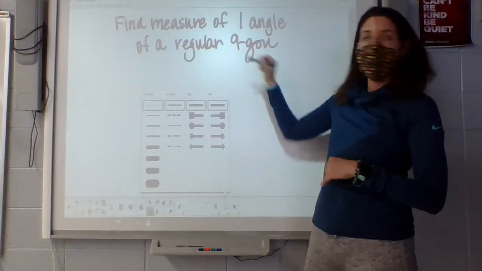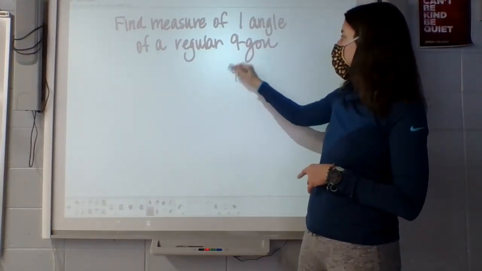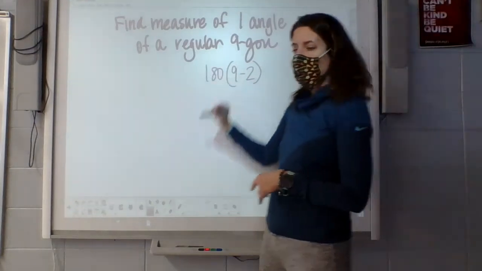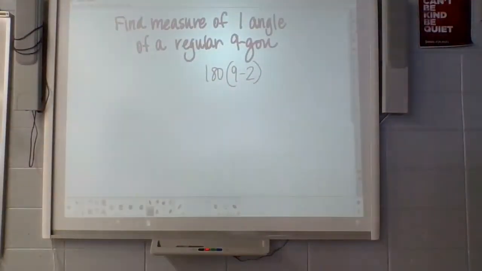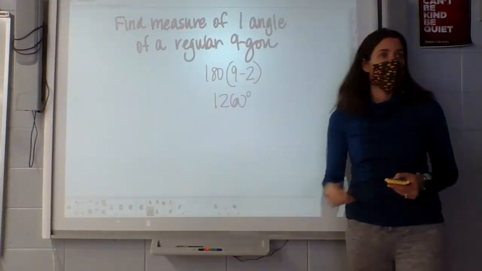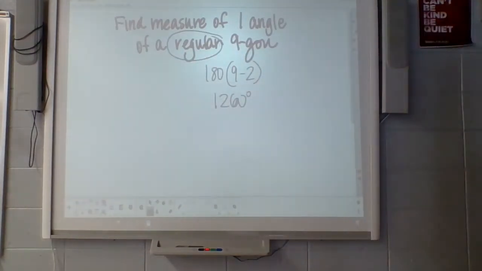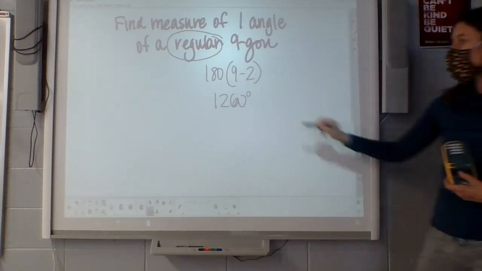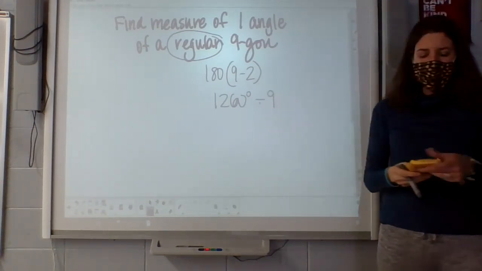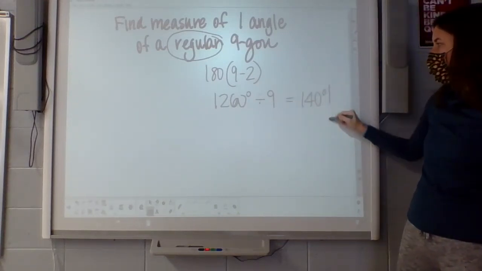Yeah. So we know there has to be 9 sides. So we're going to do 9 minus 2 times 180. That's going to give me the sum of the interior angles of our 9-gon. That's 1,260 for all the angles. Now, if it's regular, that means they're all equal. So if there's 9 sides, there's 9 angles. So we're going to take that total and divide it by 9, and that gives us 140 degrees for each of them.